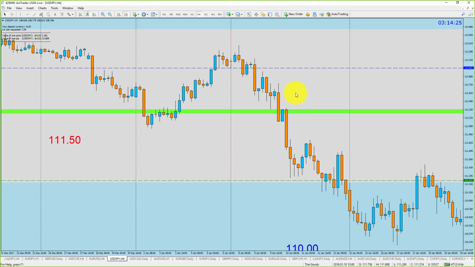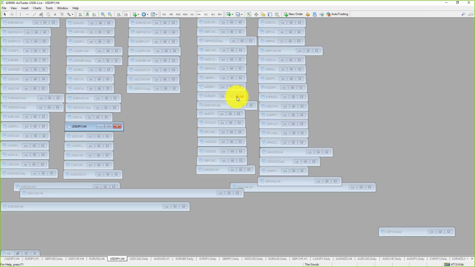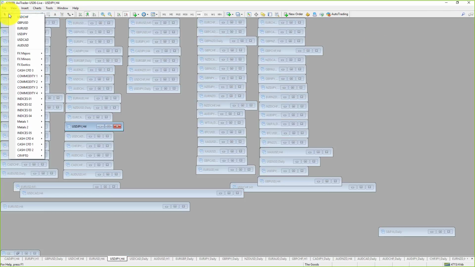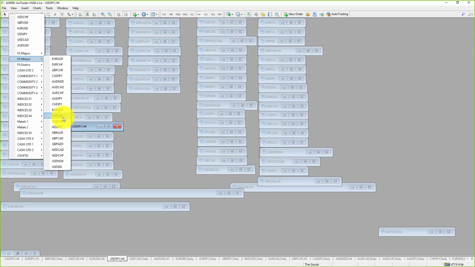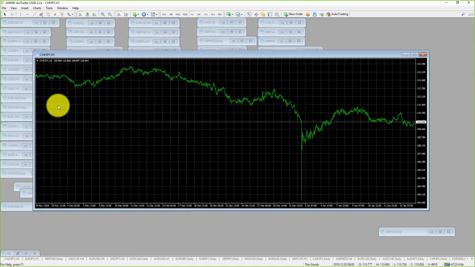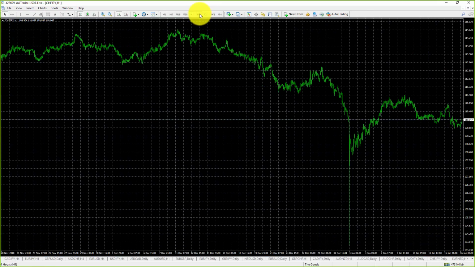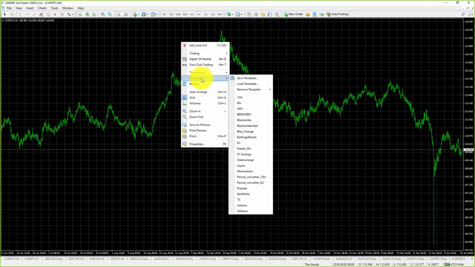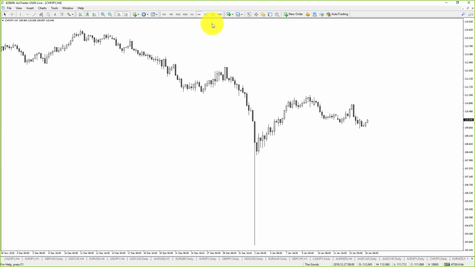So you can use support and resistance as a target. Let's say, I'm just going to pull up a fresh chart here. Let's say I am in a trade on the Swissie. So let's say that I'm going to go ahead and trade the Swissie. All right.